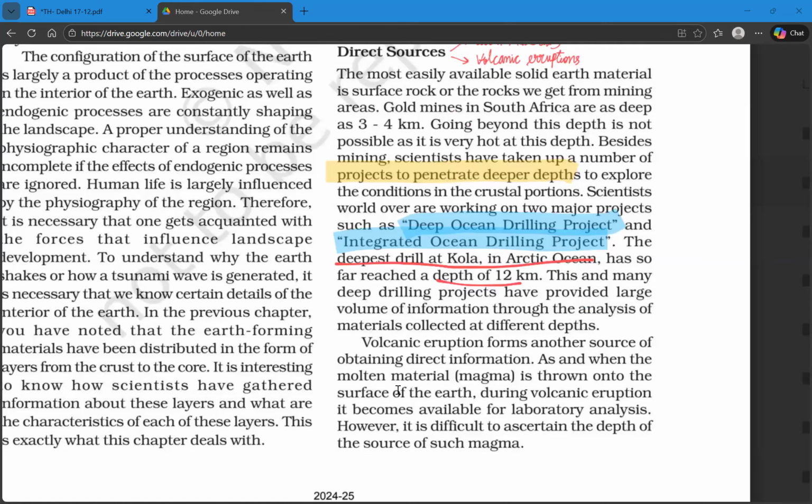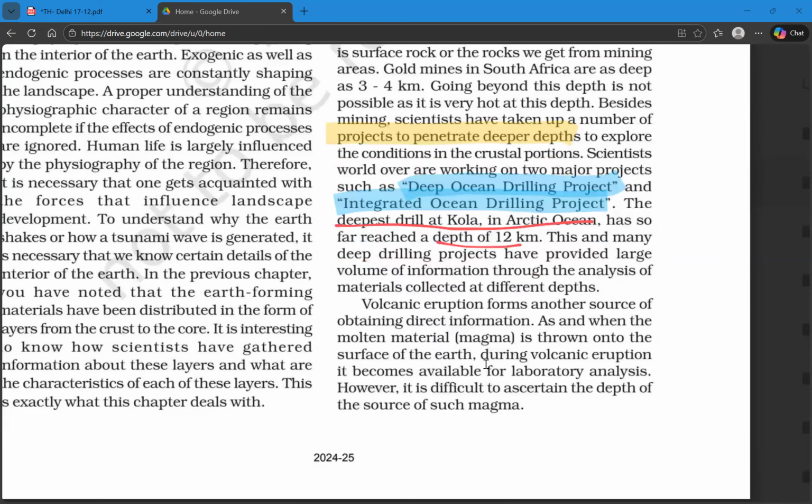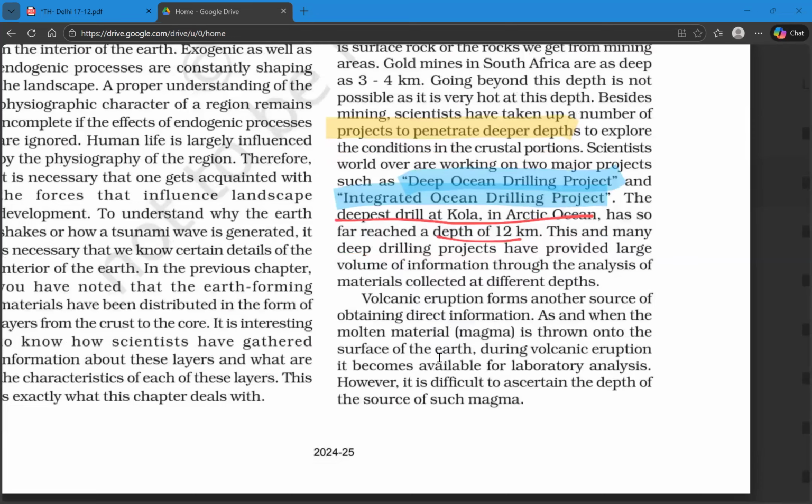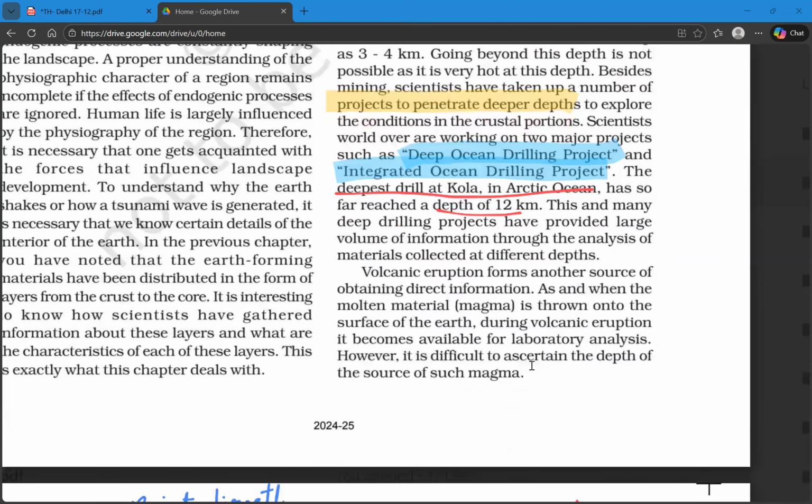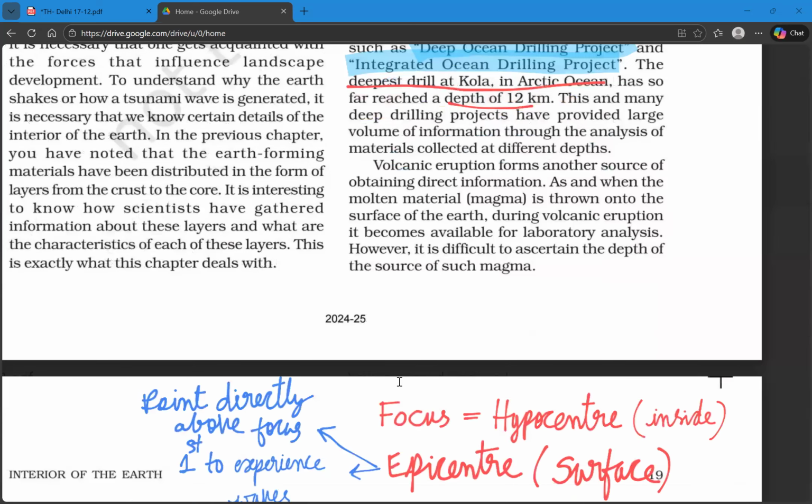As and when the molten material, that is magma, is thrown onto the surface of the earth during volcanic eruption, it becomes available for laboratory analysis. However, it is difficult to ascertain the depth of the source of such magma. So, from the magma, we can find the chemical composition. We can find the different types of material that are available in the interior of the earth, but we don't have an opportunity to determine from which depth this magma has been thrown out to the surface of the earth.